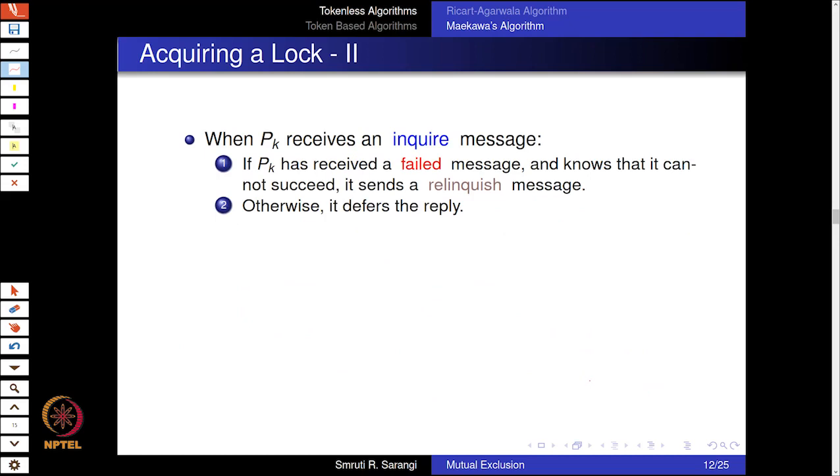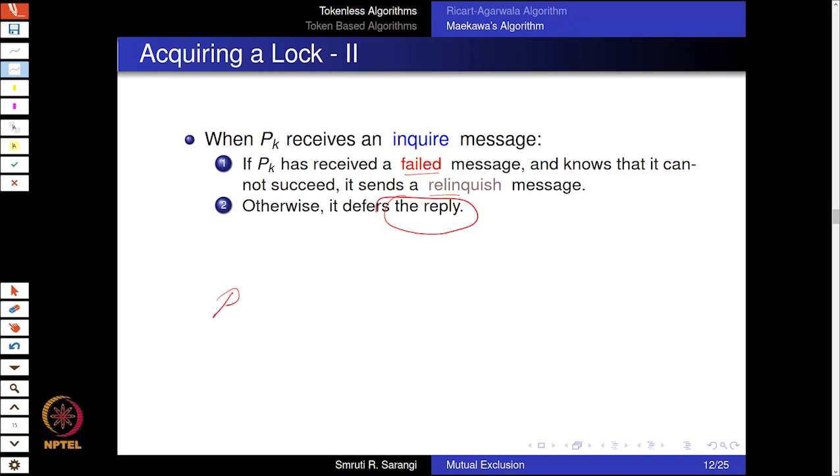So when PK receives an inquire message, it basically means that somebody is knocking on its door saying, look, somebody more important than you has arrived. What happens? If PK has received a failed message and knows that it cannot succeed, then it will send a relinquish message. Fair enough. So if PK knows that it does not have a chance of acquiring the lock because it has already been spurned in that sense, it will send a relinquish message. Otherwise, it will simply defer the reply and it will not do anything.